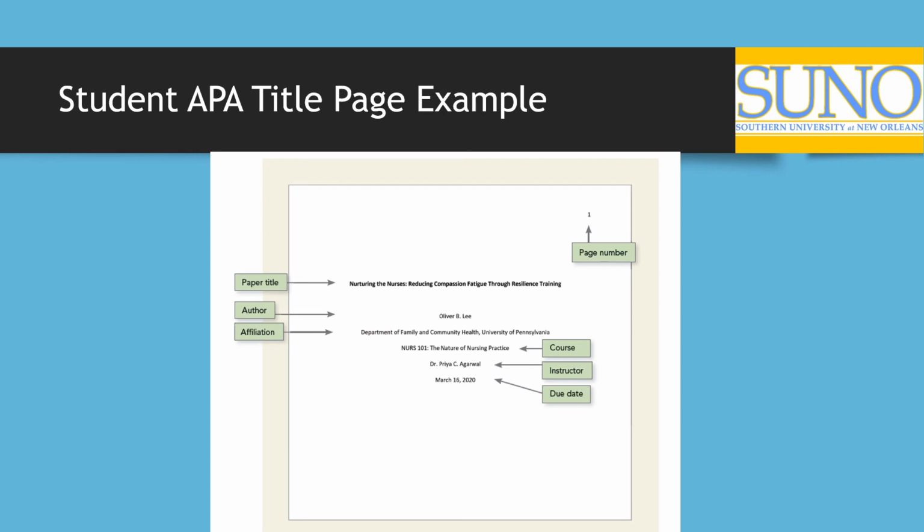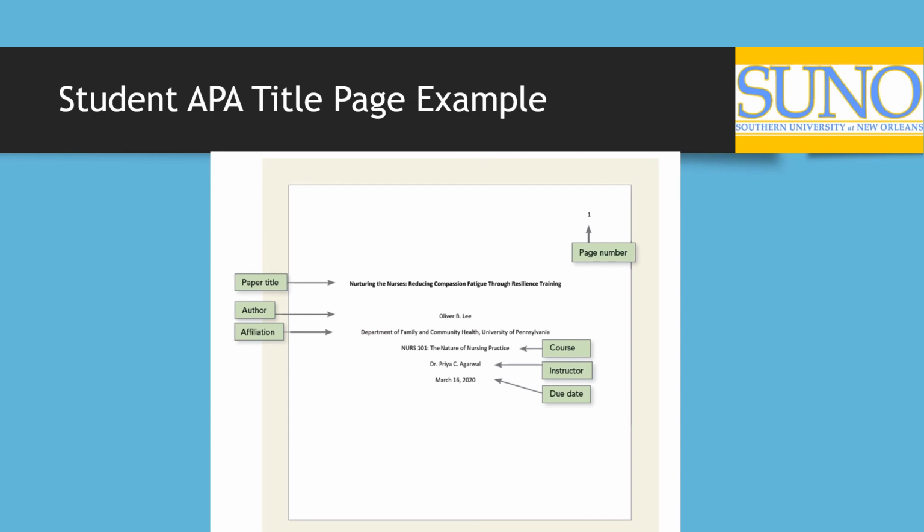Underneath there, we have the affiliation. This includes the department along with the institutional affiliation. Underneath there, we would have the course name, also the course number. Underneath that, we would have the instructor's name. And underneath there, we would have the due date for the assignment. Please note that you do spell out the month completely when you are typing out your due date.